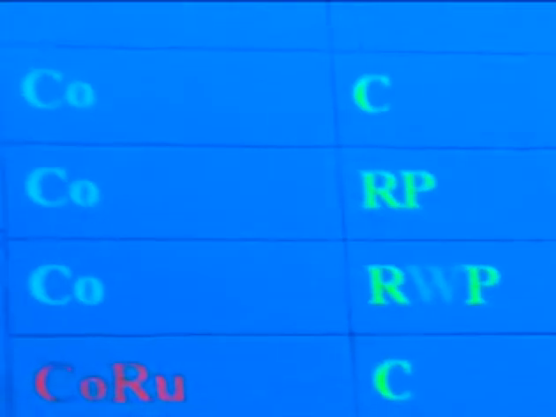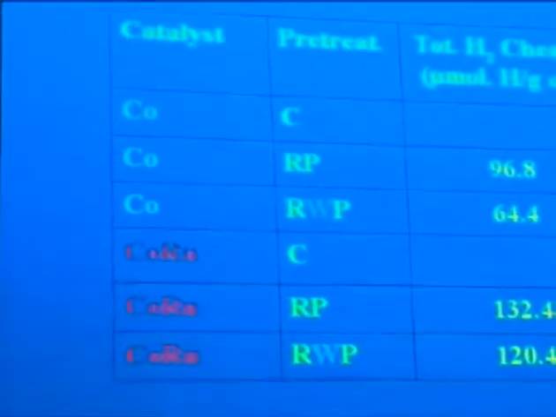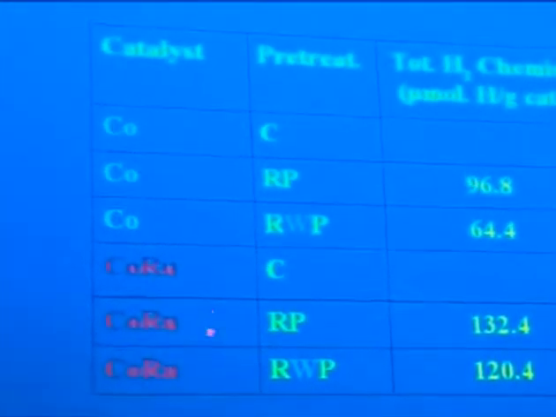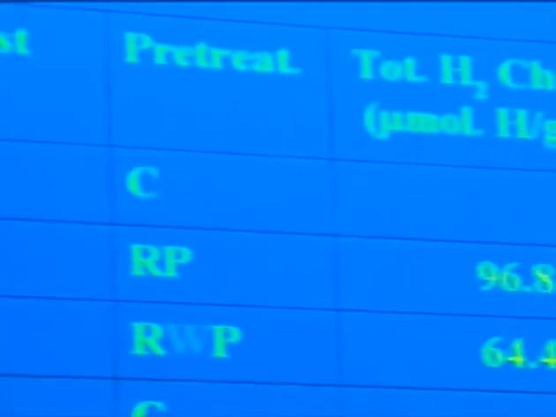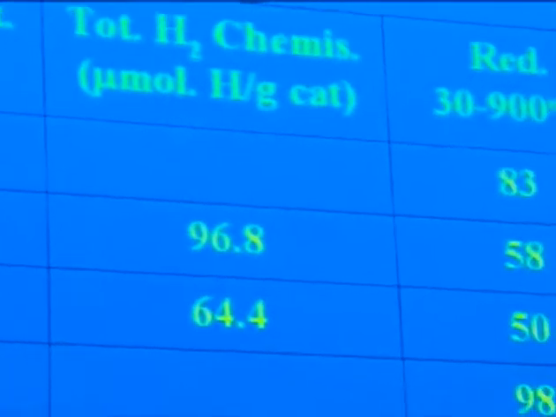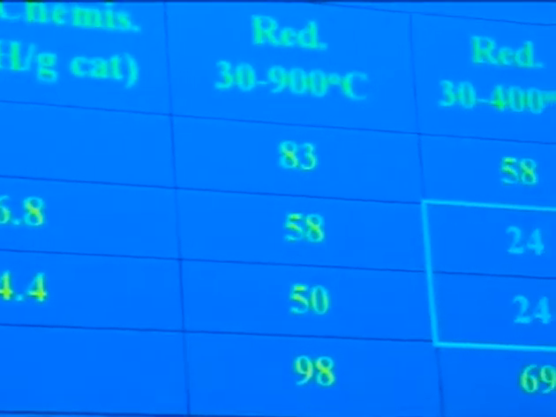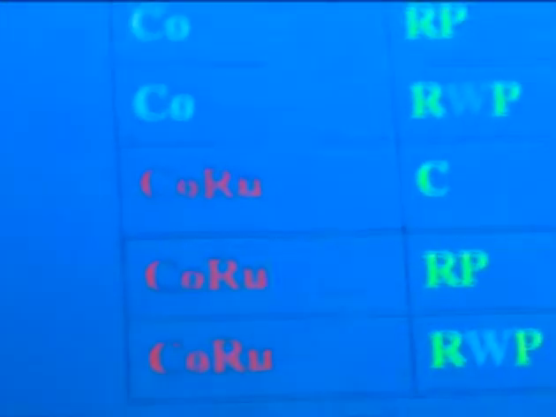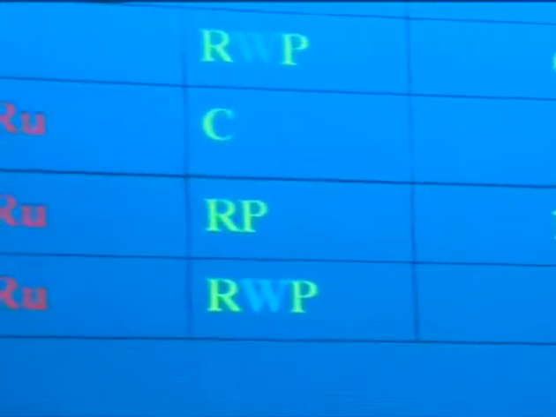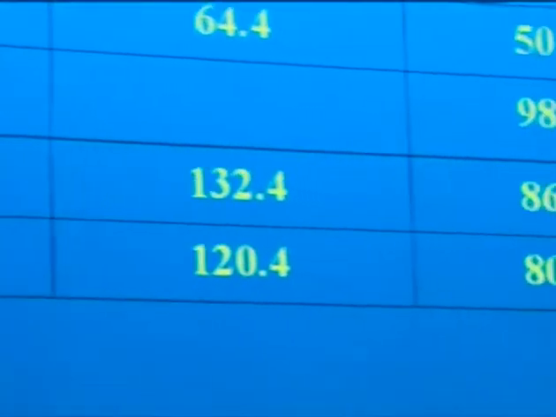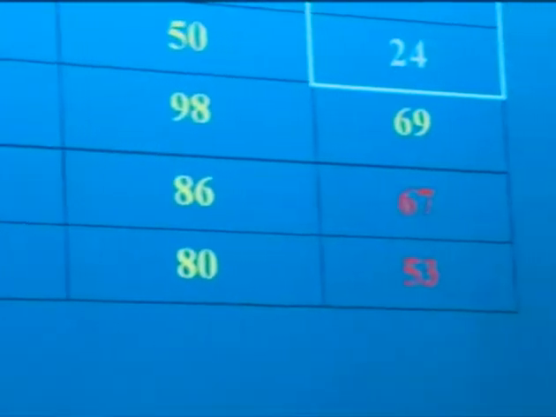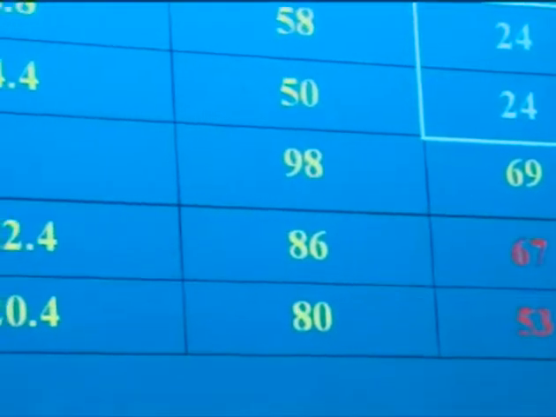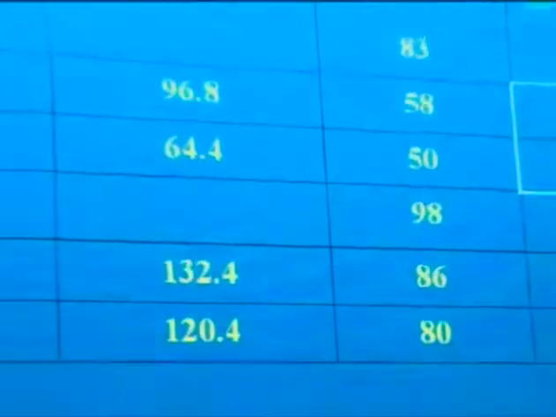So let's take a look at the effect of ruthenium promotion on reduction. These are the cobalt catalysts, the cobalt ruthenium catalyst. This is pre-treated with water. And here you see about, and this is pretty low, but again, this is not from the calcined catalyst, which is typically the way you would measure this. This is after reduction and consequently exposure to water.